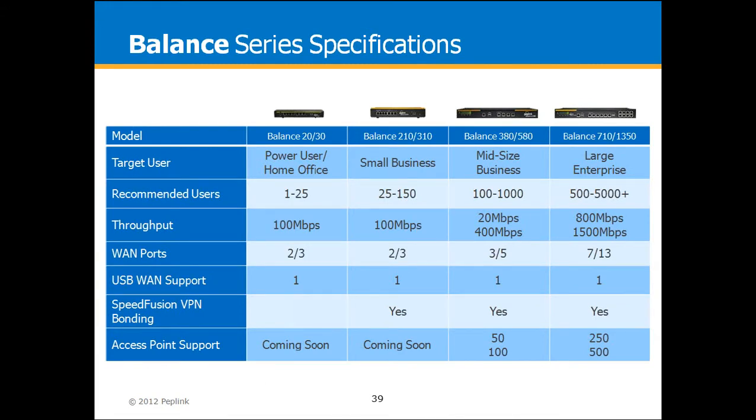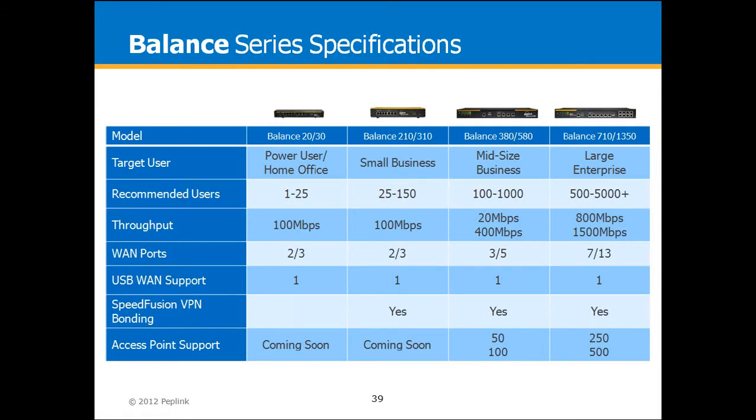Moving up to our middle line, our Balance 210 and 310. This will handle definitely more users on the network, offers the same throughput rating, again with the 2 or 3 WAN ports and a USB port. And this model is the beginning model that supports our SpeedFusion VPN bandwidth bonding.